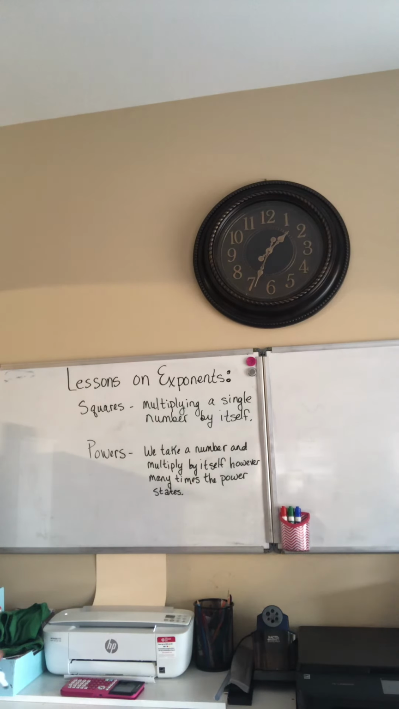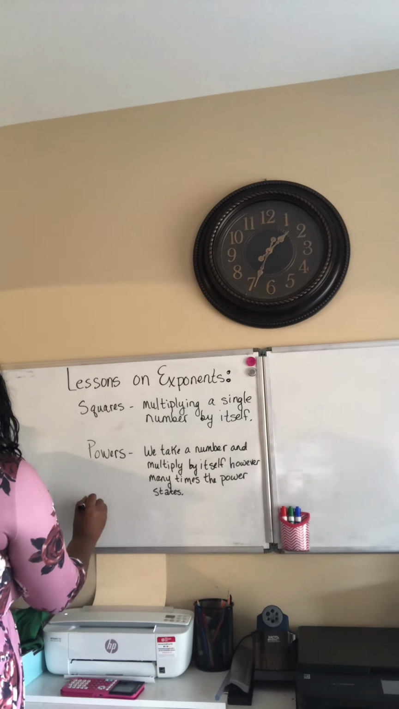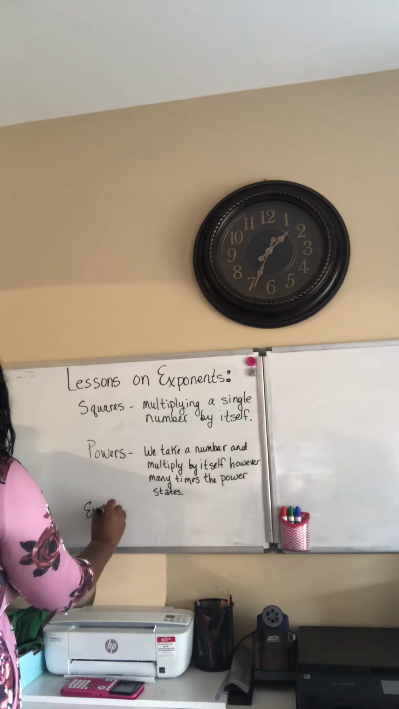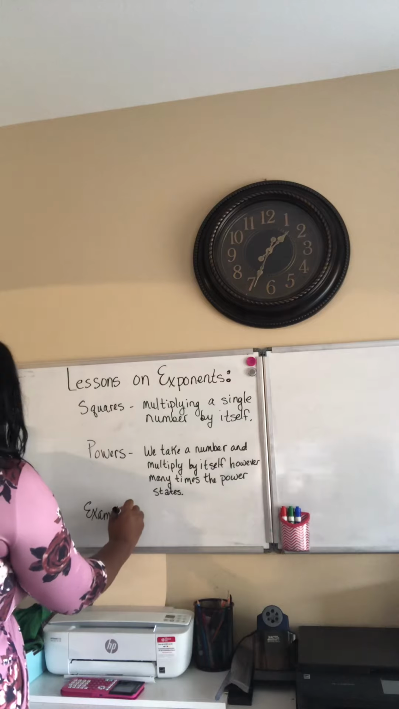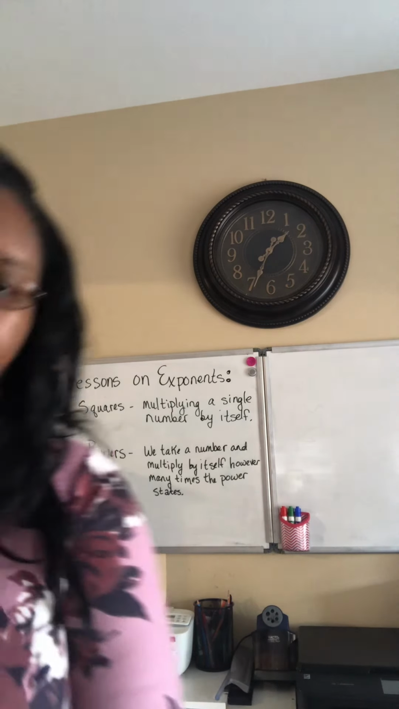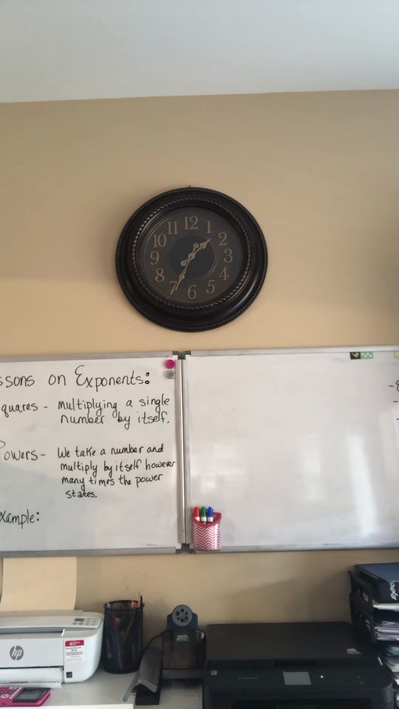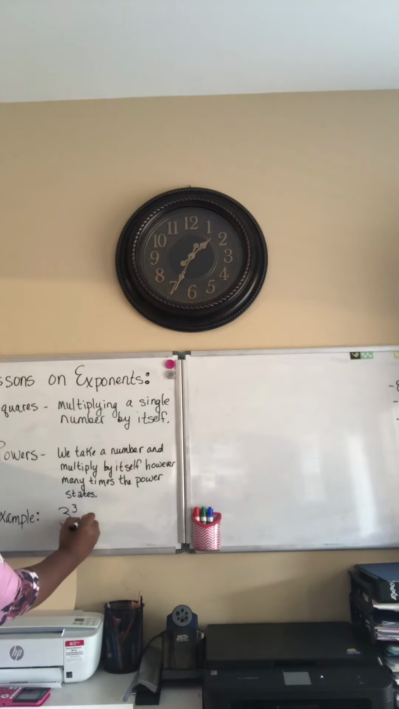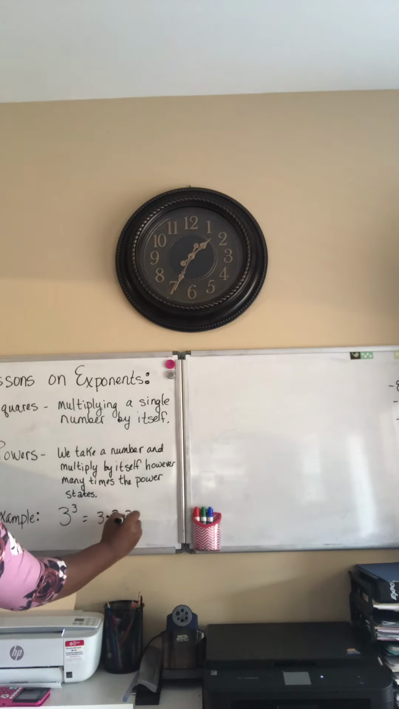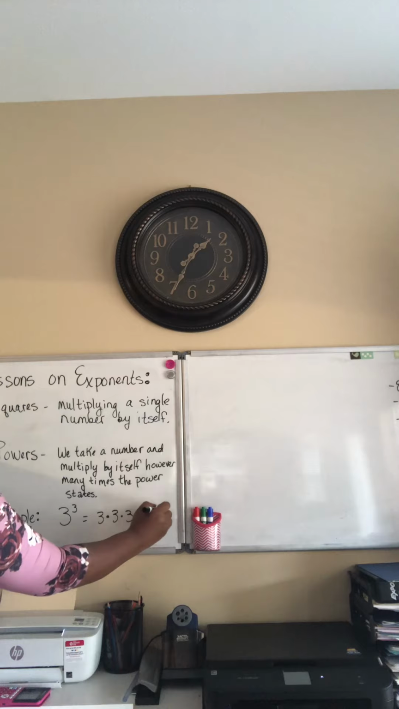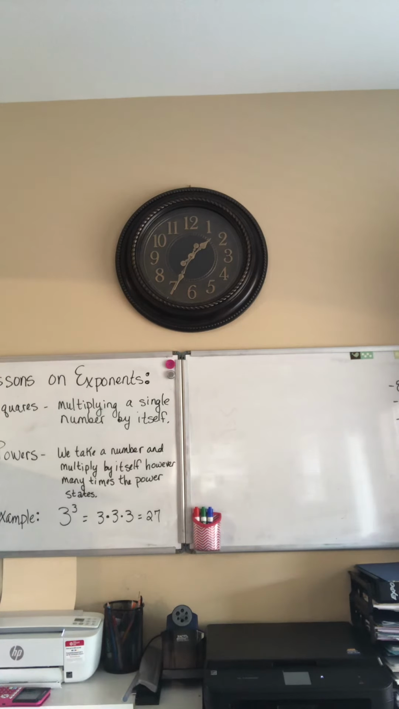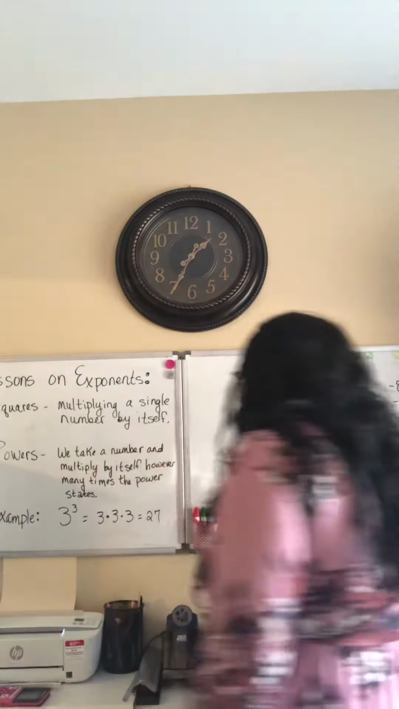Okay, so let's look at an example of this. I'm going to adjust my camera just a little bit because I want to use a little piece of that board there. The first example I'm going to give you will be 3 to the third power. This is the same as saying 3 times 3 times 3, which is equal to 27.